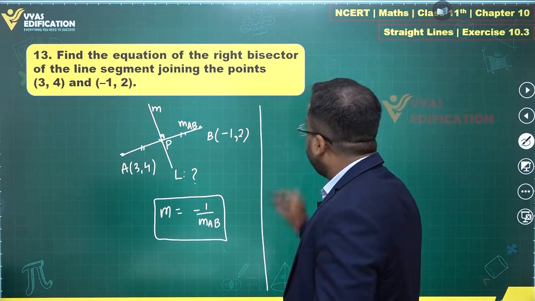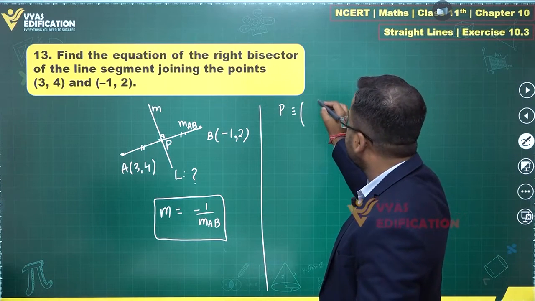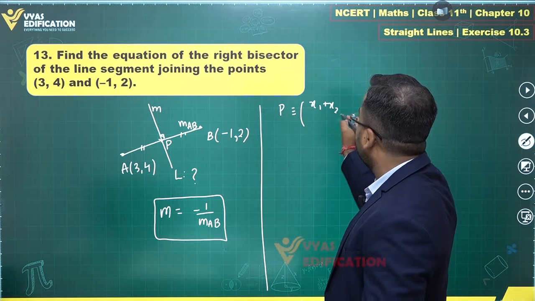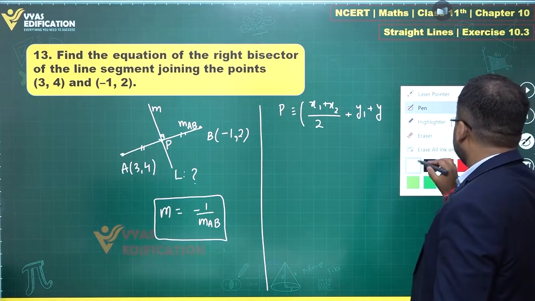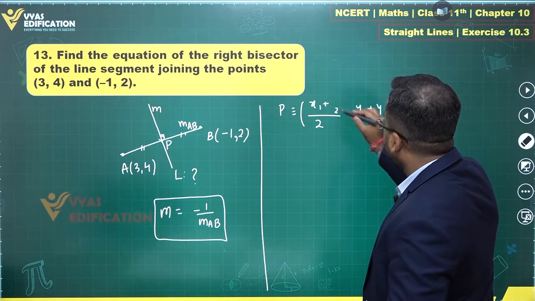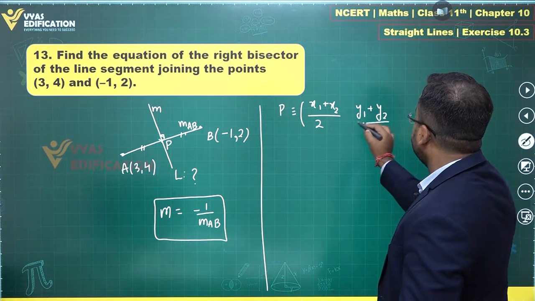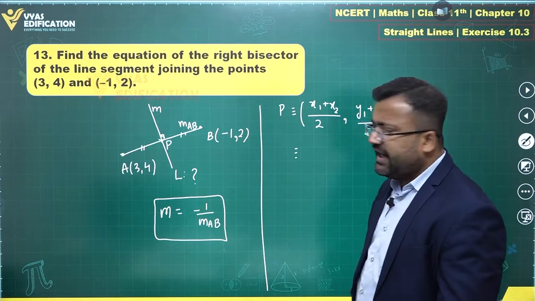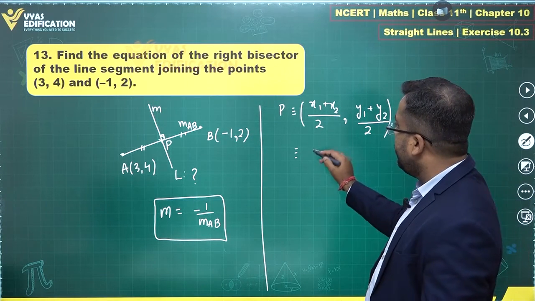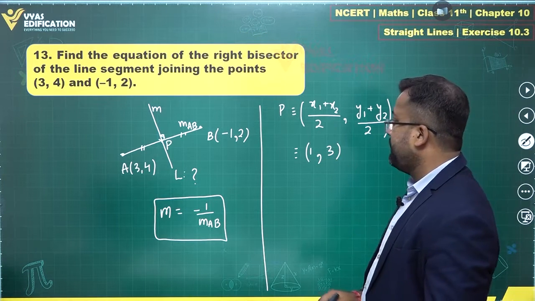Yes. P can be found easily by using the midpoint formula. The midpoint formula says you have x1 plus x2 by 2, comma, y1 plus y2 by 2. These are the coordinates, and using this you can identify that 3 minus 1, which is 2 by 2, becomes 1, and 4 plus 2, 6 by 2 becomes 3. This is point P.